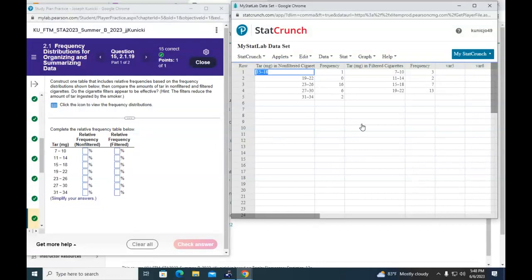How many quarters in a dollar? 4. 4%. So x equals 1, 4%. X equals 2, 8%. X equals 3, 12%. X equals 25, 100%.